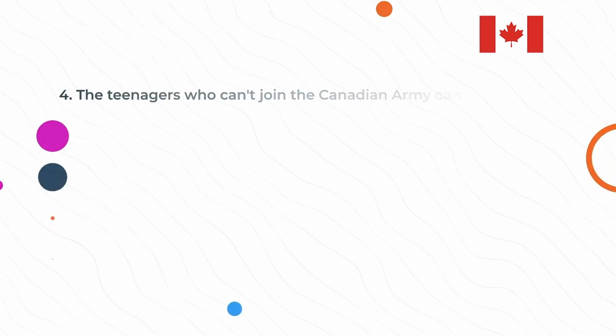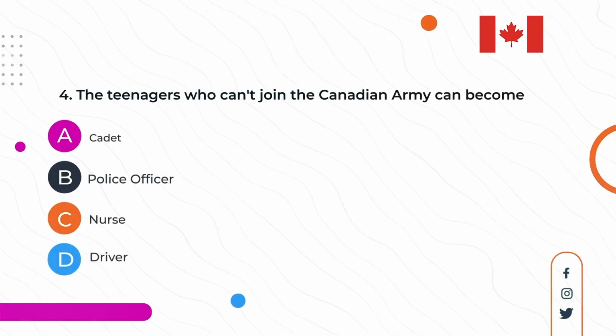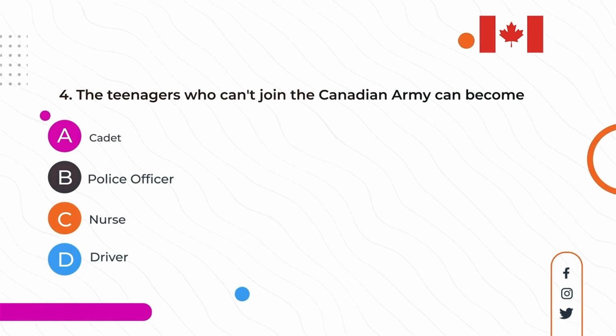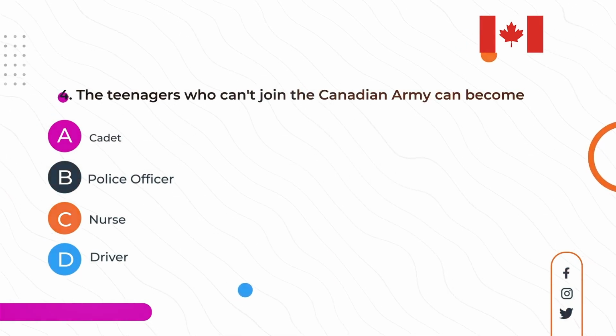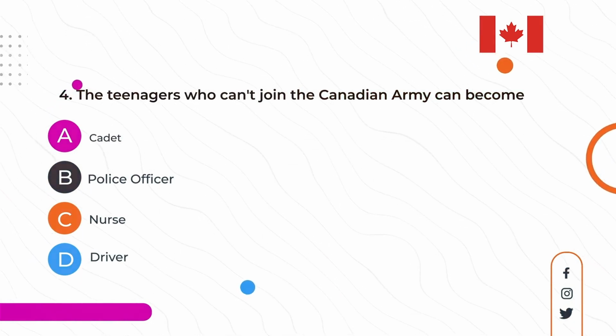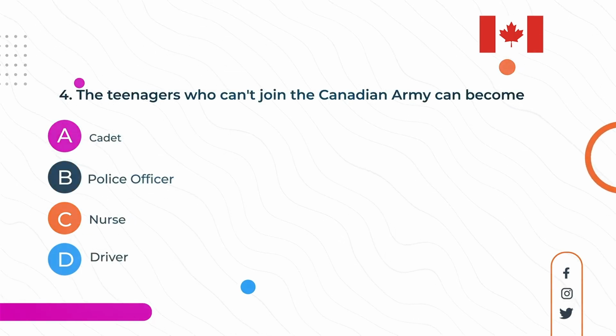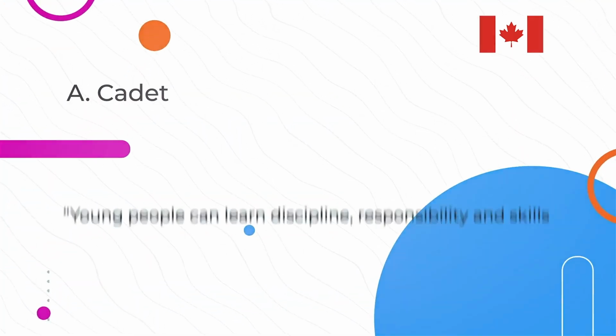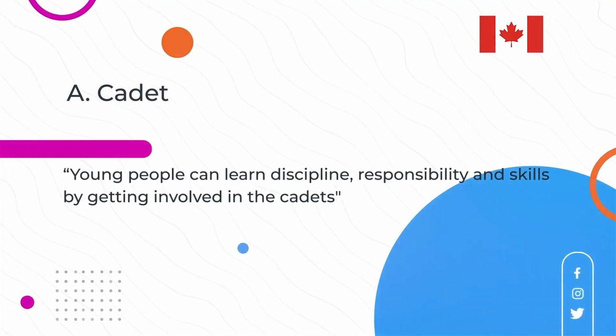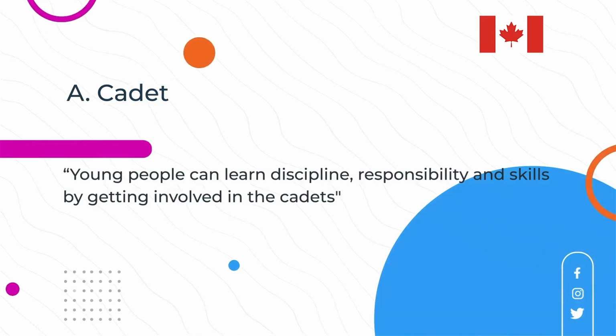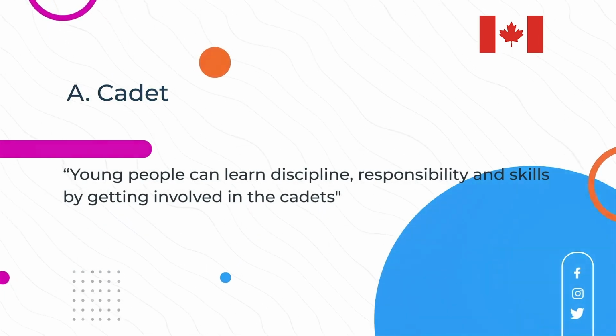Number 4. The teenagers who can't join the Canadian Army can become A. A cadet. B. A police officer. C. A nurse. D. A driver. Answer: A. A cadet. Young people can learn discipline, responsibility, and skills by getting involved in the cadets.